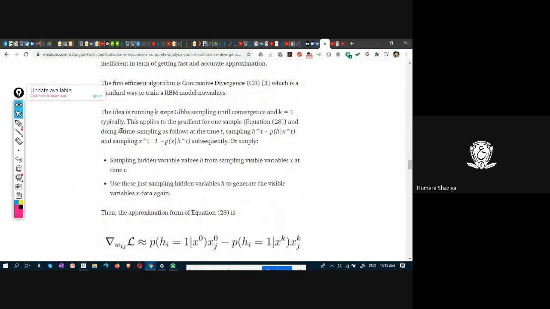And what it does, the idea, is running k steps. There are k steps of Gibbs sampling. So here, RBM training essentially utilizes Gibbs sampling. What is Gibbs sampling? Gibbs sampling approximates the posterior probability distribution. That distribution is approximated in this RBM through these k steps until convergence. Convergence is the point where there is no further improvement.